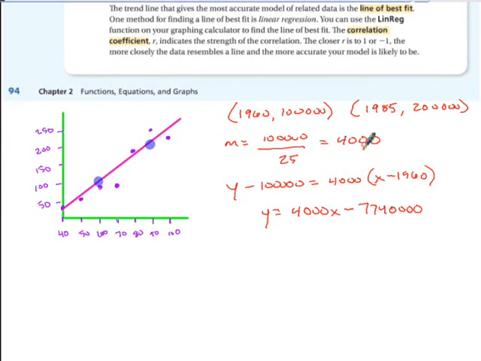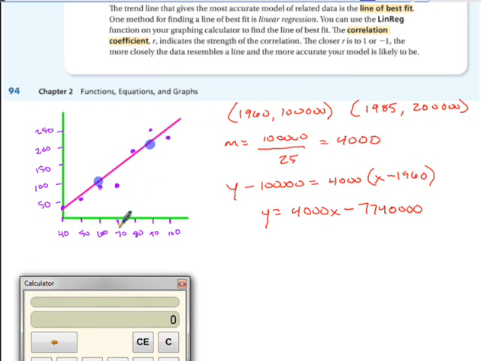I found 4,000 as my slope. I didn't abbreviate any of the numbers or shorten any of the numbers. And then I ended up with y equals 4,000x minus 7,740,000. Now, if I want to know, does my answer make any sense? Because these numbers seem outlandish and you guys freak out when you get numbers that are big sometimes. Here's what I can do.